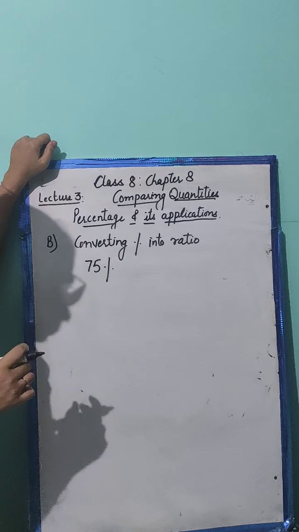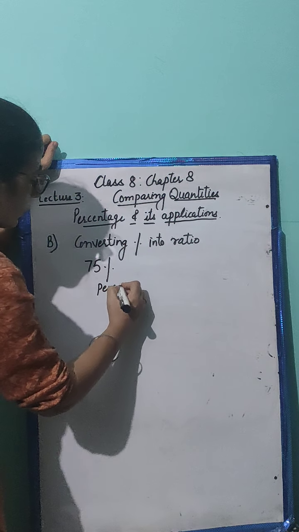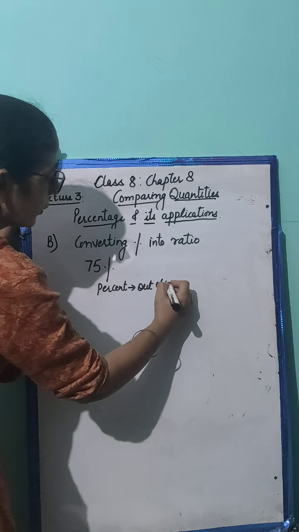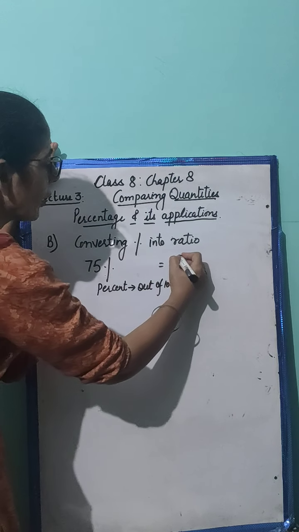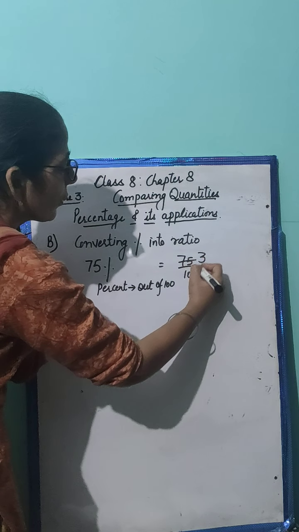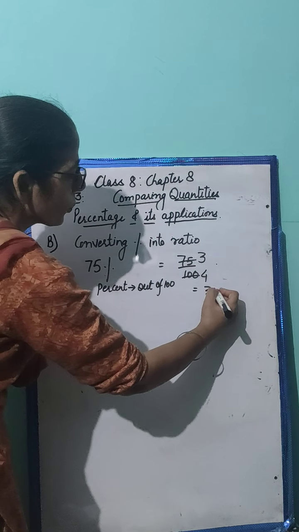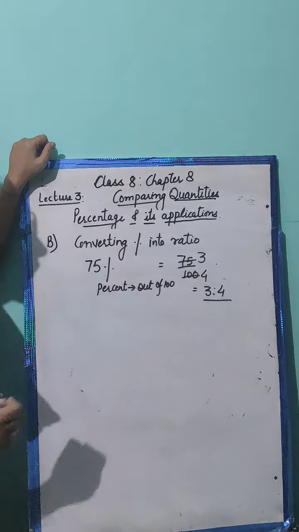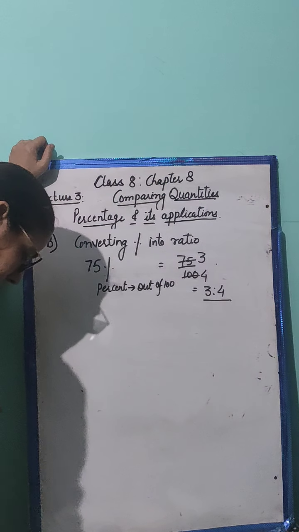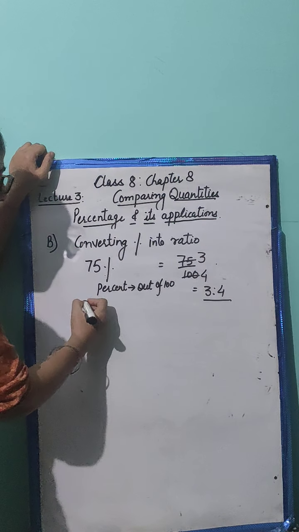What is the meaning of the word percent? Percent means out of 100. So 75% means 75 out of 100. 25 threes are 75, 25 fours are 100. This is the fraction and I want to change it into ratio. So it will be 3:4. Right?